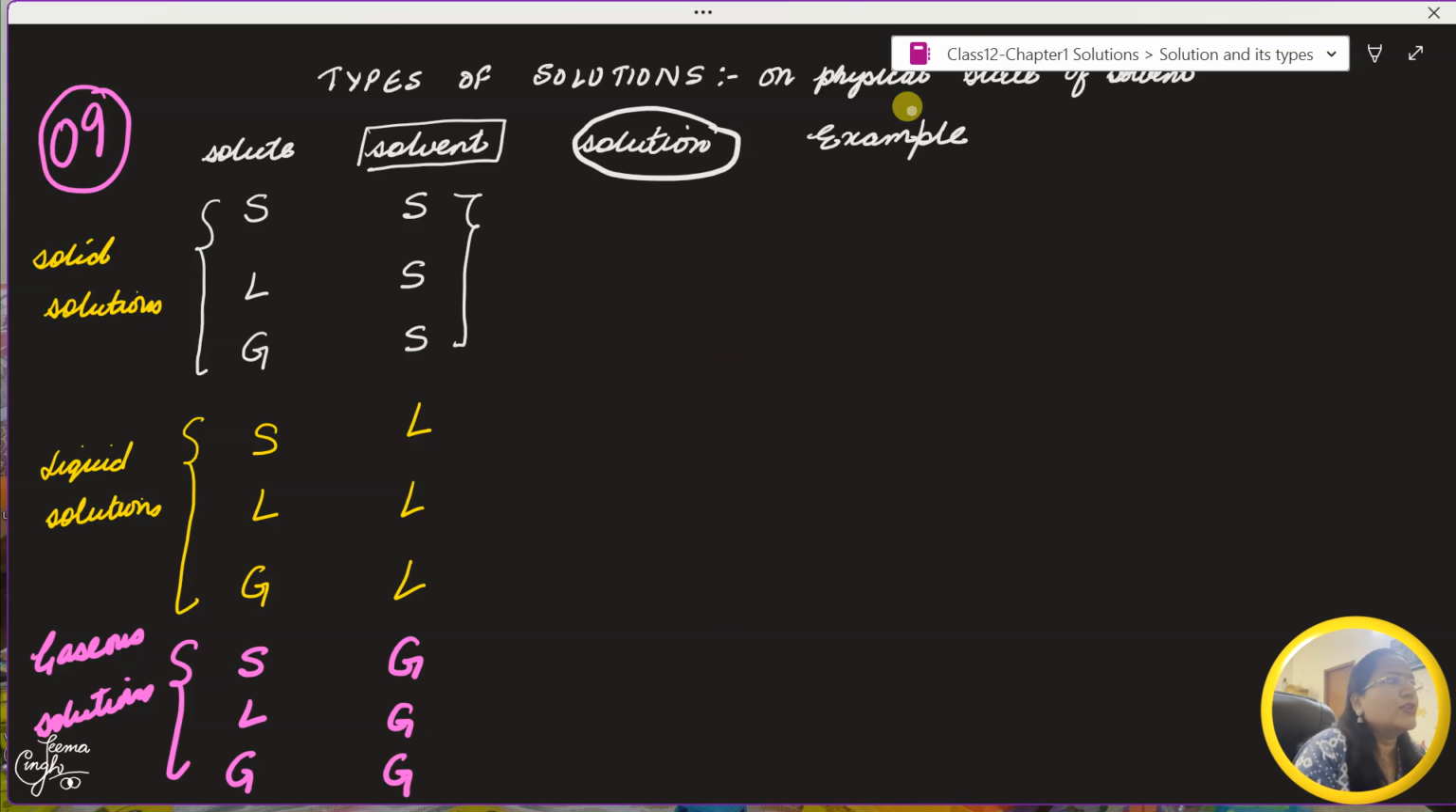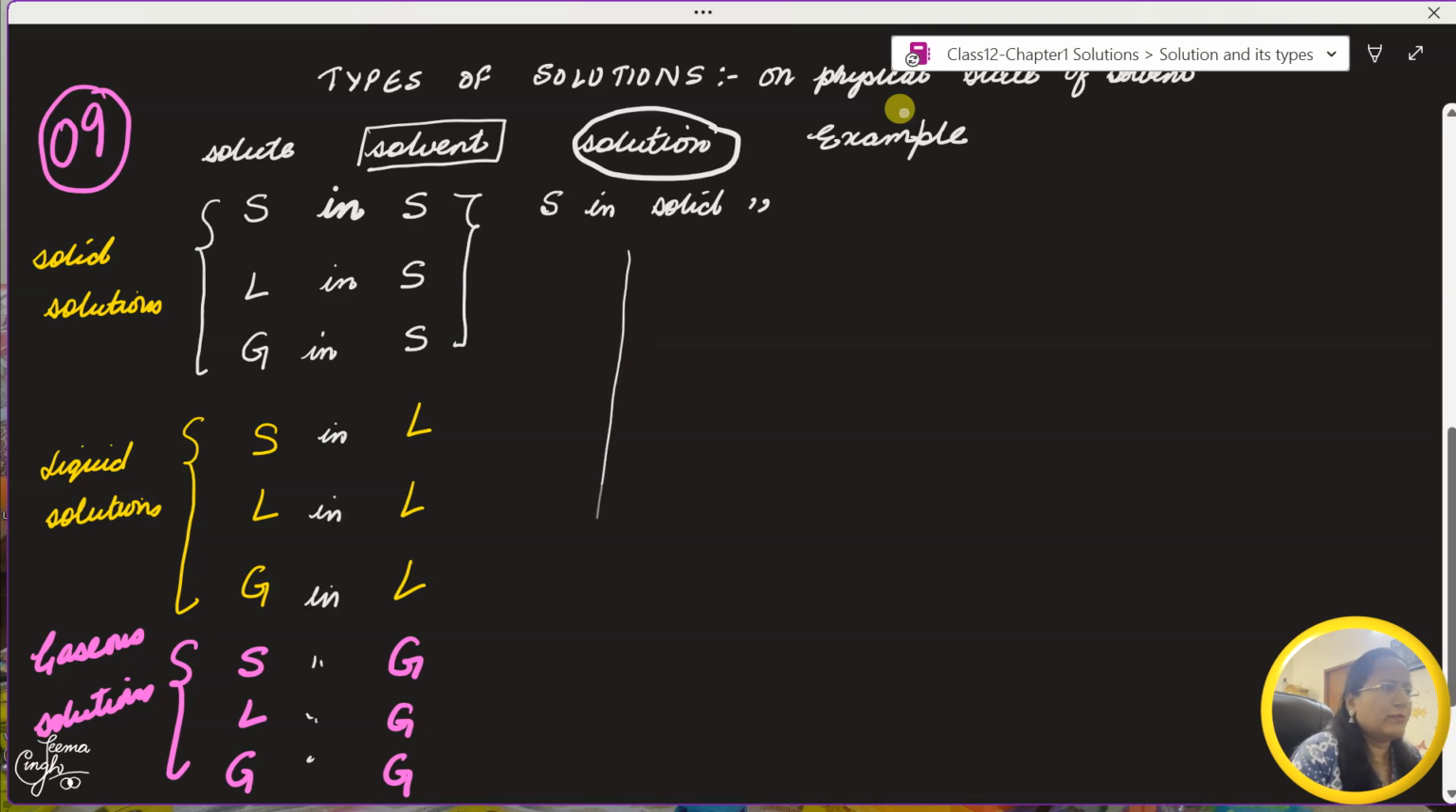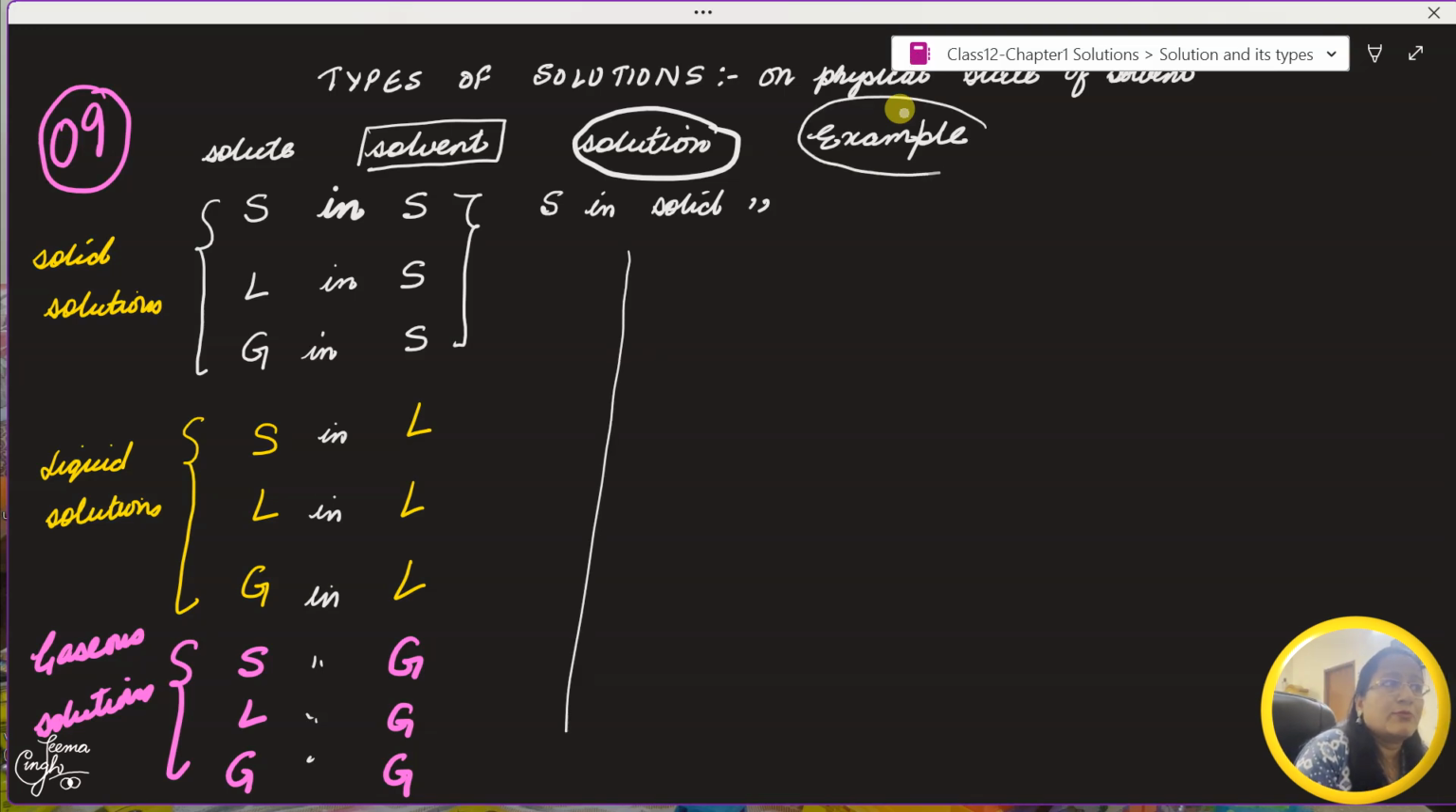Now, how do we pronounce the solution? We are going to say solid in solid. Just use the word in. So we're going to write here solid in solid solution. Right? How are you going to go for the next one? Liquid in solid, gas in solid, again solid in liquid, liquid in liquid, gas in liquid, and similarly. So I'm sure you can complete this column, right? Now, examples. The probability of examples being asked is there from this topic, if any, right? How to remember those examples? If you start cramming 9, you'll just get confused and you will end up with an incorrect answer.